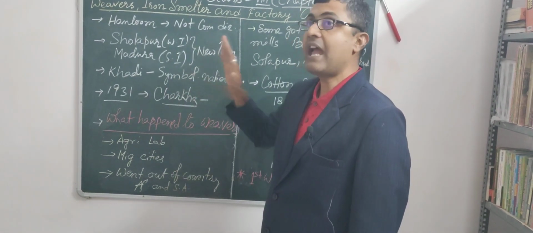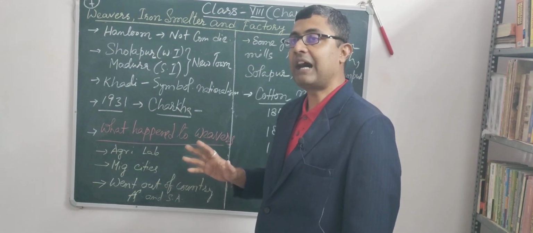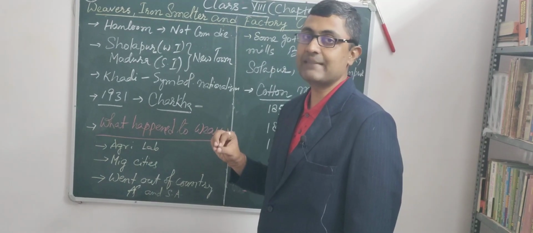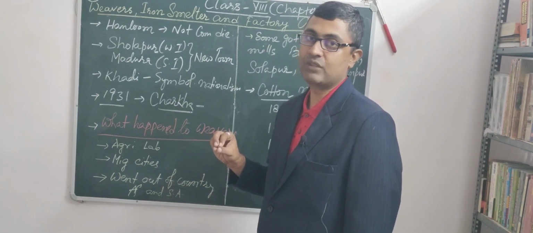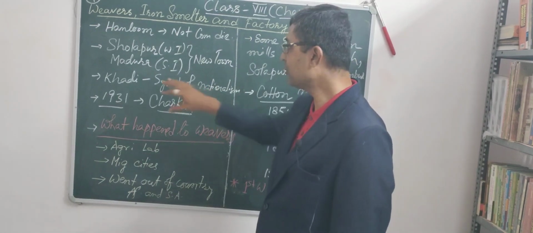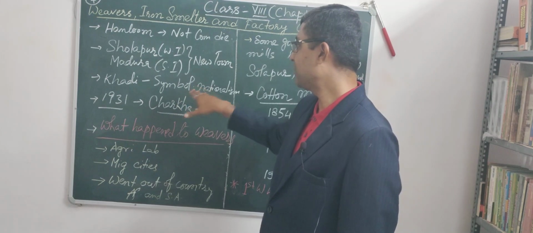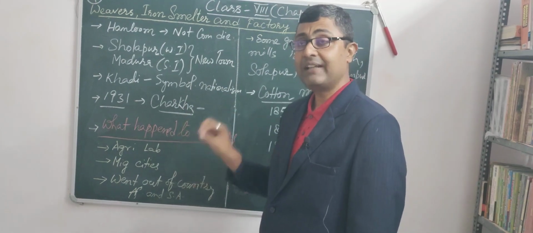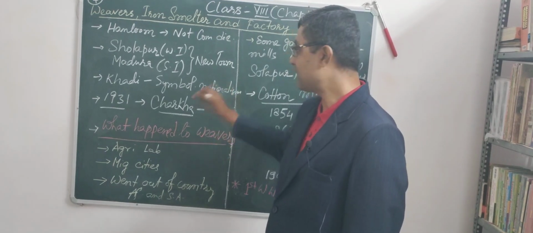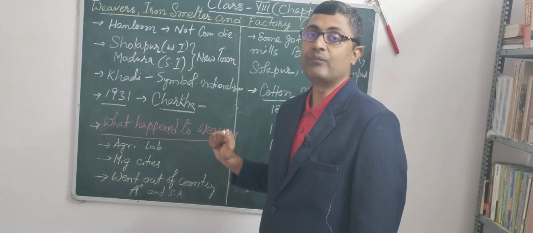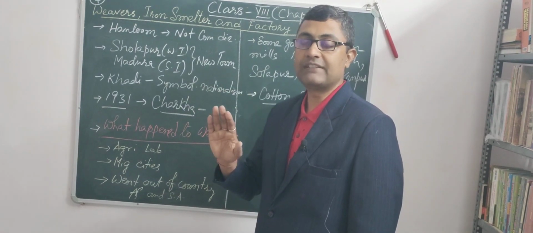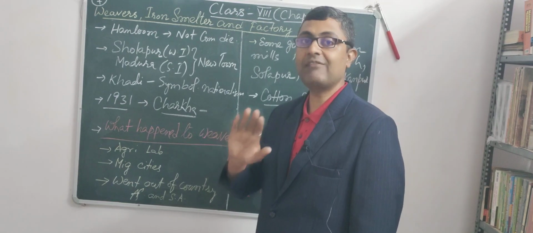Okay, and what happened? In the context of this industrialization, Khadi became a symbol of nationalism. Khadi means the handloom product. So Khadi became the symbol of nationalism. Similarly, in 1931, the charkha became a symbol in the place of the national flag.